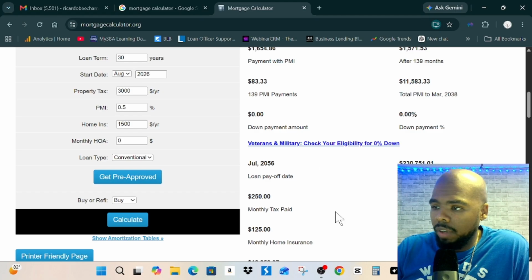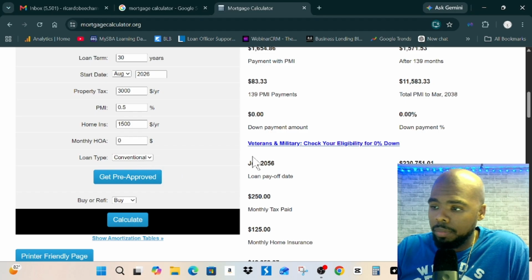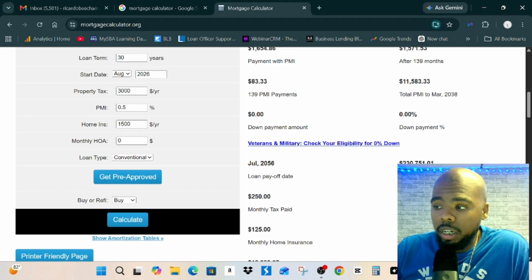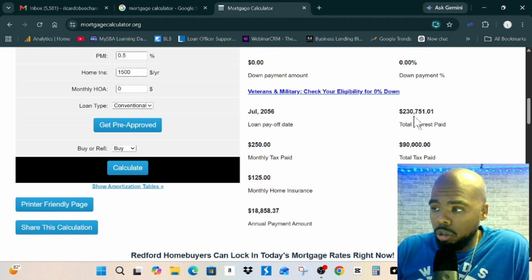So if you're looking at veteran or military benefits, all that changes when you switch loan programs. Right now, we're just looking at conventional, right? So we have the loan payoff date, which is July of 2056. Here you see what the total interest paid is. Let me make sure you guys see it. It shows $230,751. That is the interest over the entirety of the loan.